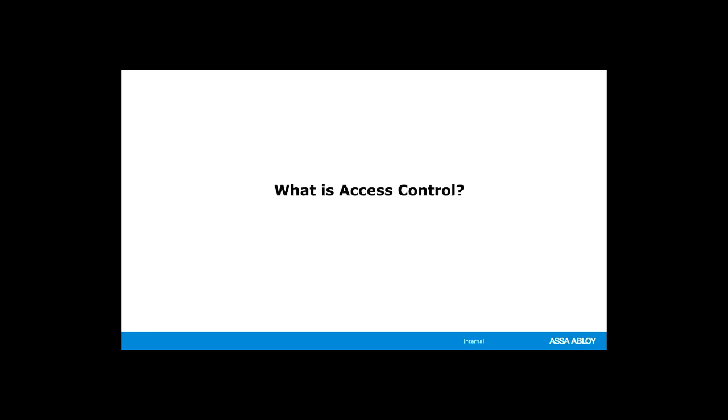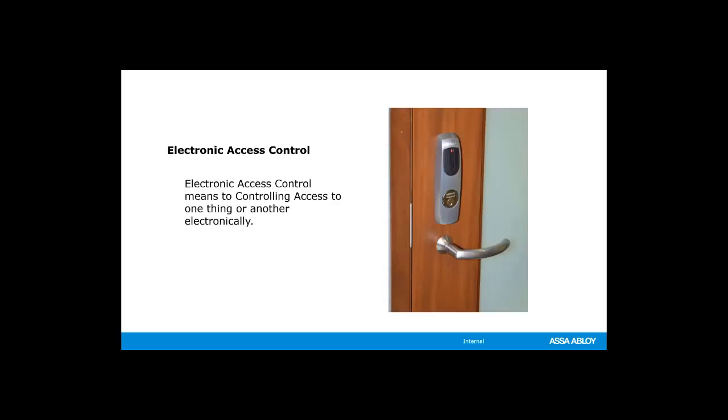What is access control? Access control is the ability to restrict access or the ability to obtain desired information. So it's controlling information or locations. Electronic access control means to control access electronically to one thing or another. We're going to be discussing electromechanical access control in reference to door locks.